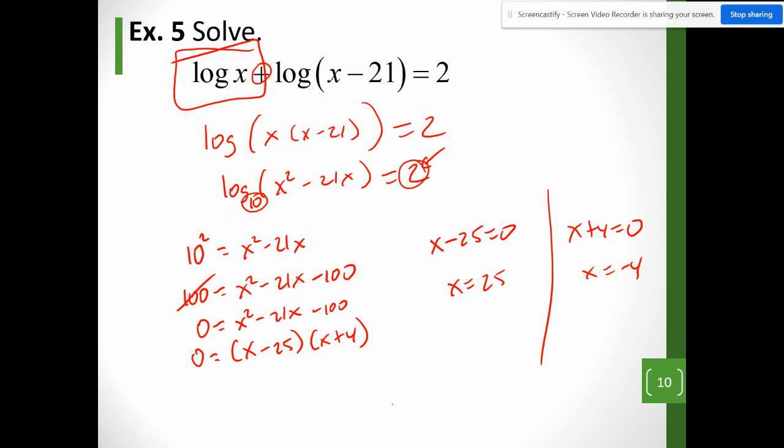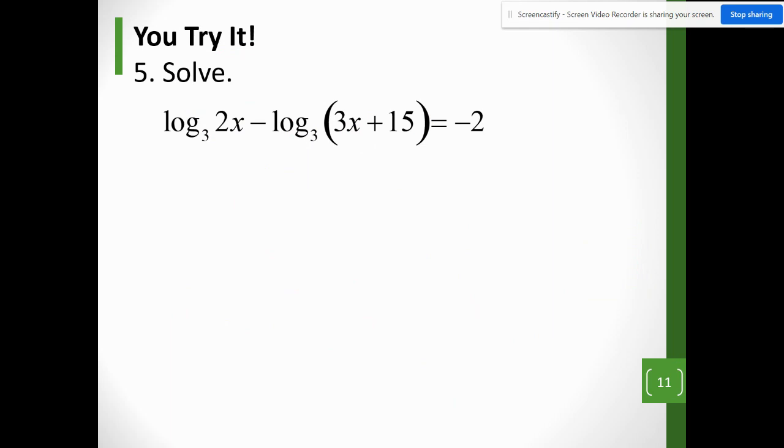Right? I cannot do logs of negatives. So x equals negative 4, I cannot accept that answer because I cannot do logs of negatives. So in this case, my only answer is 25. I cannot accept negative 4. Now you guys try this at home, and you guys will be solving that x is equal to 1.